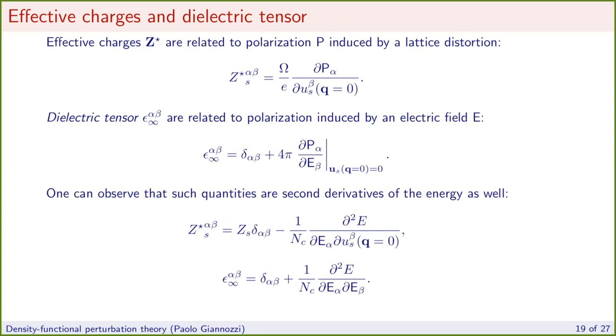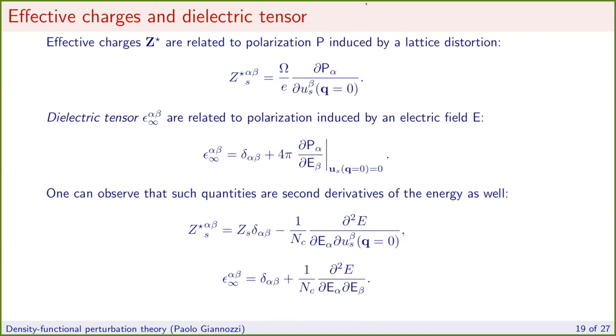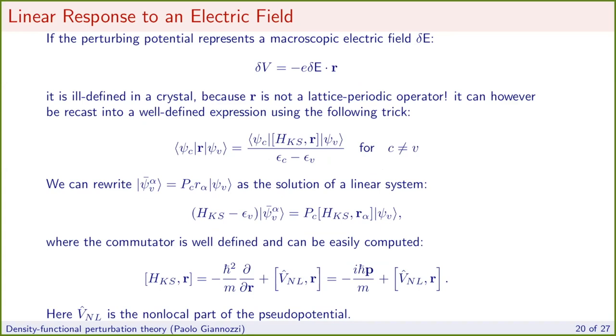At this point, we need to find what these effective charges and the dielectric tensor are. One can find that both those objects are actually second derivatives of the energy, so they can be computed using linear response, as long as one finds a way to deal with macroscopic electric fields, because those second derivatives are perfectly well defined, but we have to find a way to deal with a macroscopic electric field that is not consistent with periodic boundary conditions.